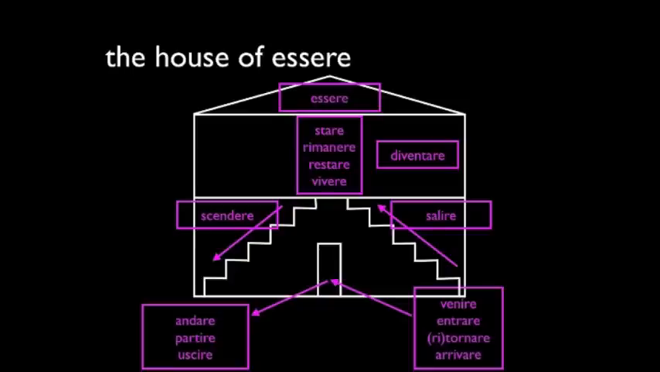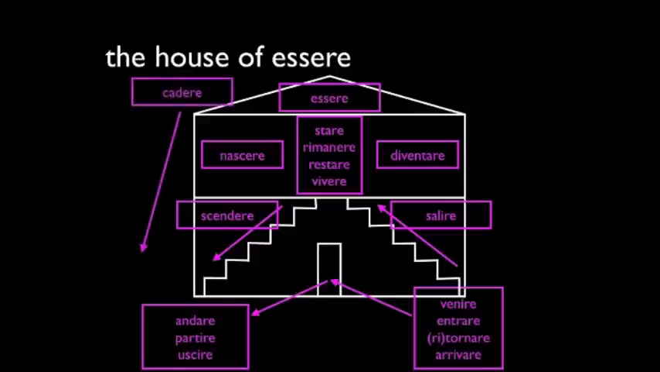Vivere, to live, depending on the context, and I won't get into it here, can be conjugated with either essere or avere. There's nascere, to be born, and then the house takes this morbid turn where you have somebody cadere, which is the verb to fall, and morire, which is to die. So kind of a dark humor here in the house of essere, but all of these verbs will take essere. You might want to pause and take notes on this, or do your best to remember these verbs.